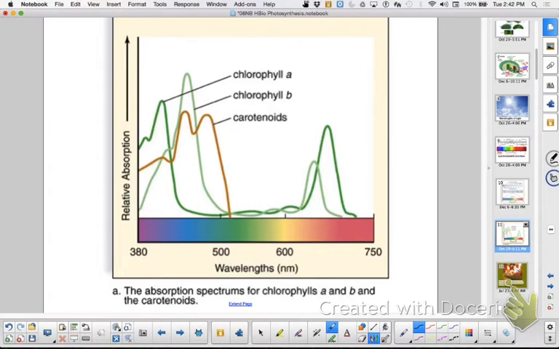And so you can look at an absorption spectrum, and you can see which pigments absorb which wavelengths of light. Now, why do we need to absorb wavelengths of light? Because we need to get our electrons what? Excited. Okay, so pigments capture that energy in order to excite our electrons in photosystem 1 and photosystem 2.